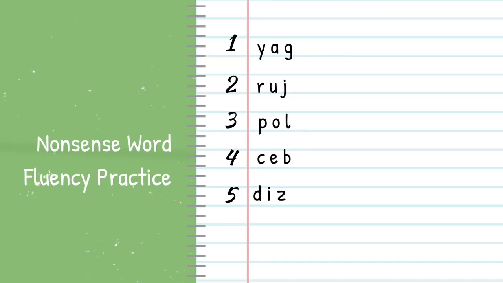Okay, so that first word, y, ag, put it all together, yag. Udge, rudge. Owl, tall. Ebb, keb. Is, diz. Okay, these are nonsense words. That means that they don't make sense. Okay, they might actually sound like a real word that you know, but they are not spelled correctly.